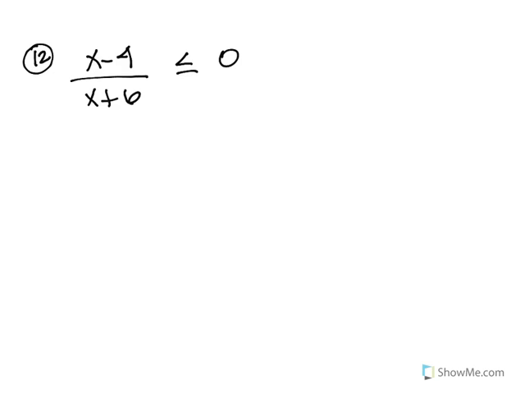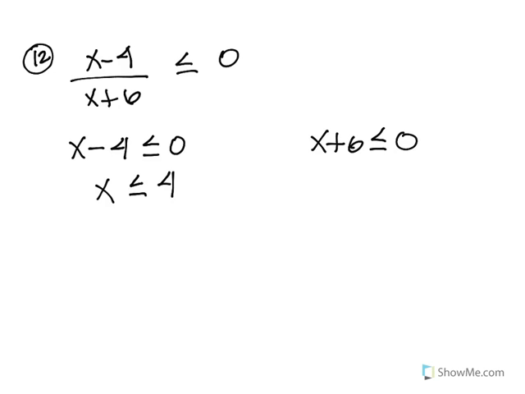Now, when you have a rational, and it's an easier one because it's already set at 0, you're going to simply take the top and set it to the inequality, and the bottom and set it to the inequality. So when you do that, you get x is less than or equal to 4, and x is less than or equal to negative 6.